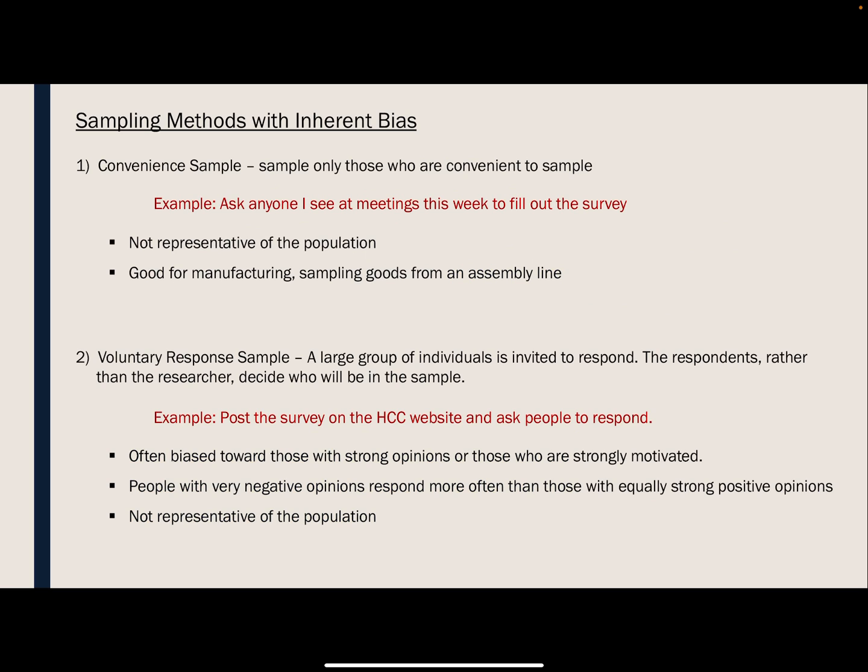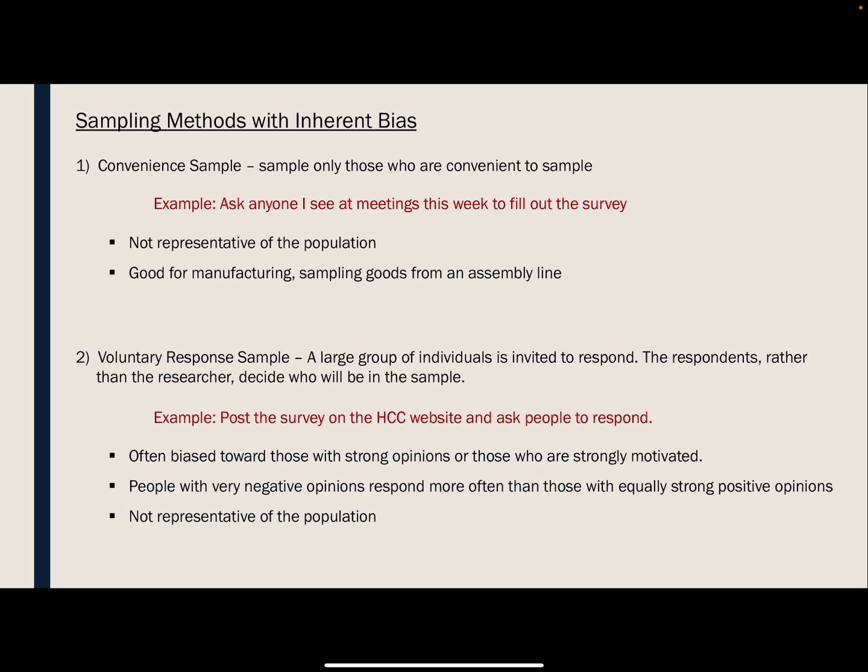So there are two quote-unquote bad sampling methods, methods that have inherent bias in them. They will always be biased. One of them is a convenience sample. So this is basically taking a sample of whoever happens to be convenient to you at the time. In my example, I say that I'll just survey anybody that I happen to see at meetings this week and ask them to fill out the survey.